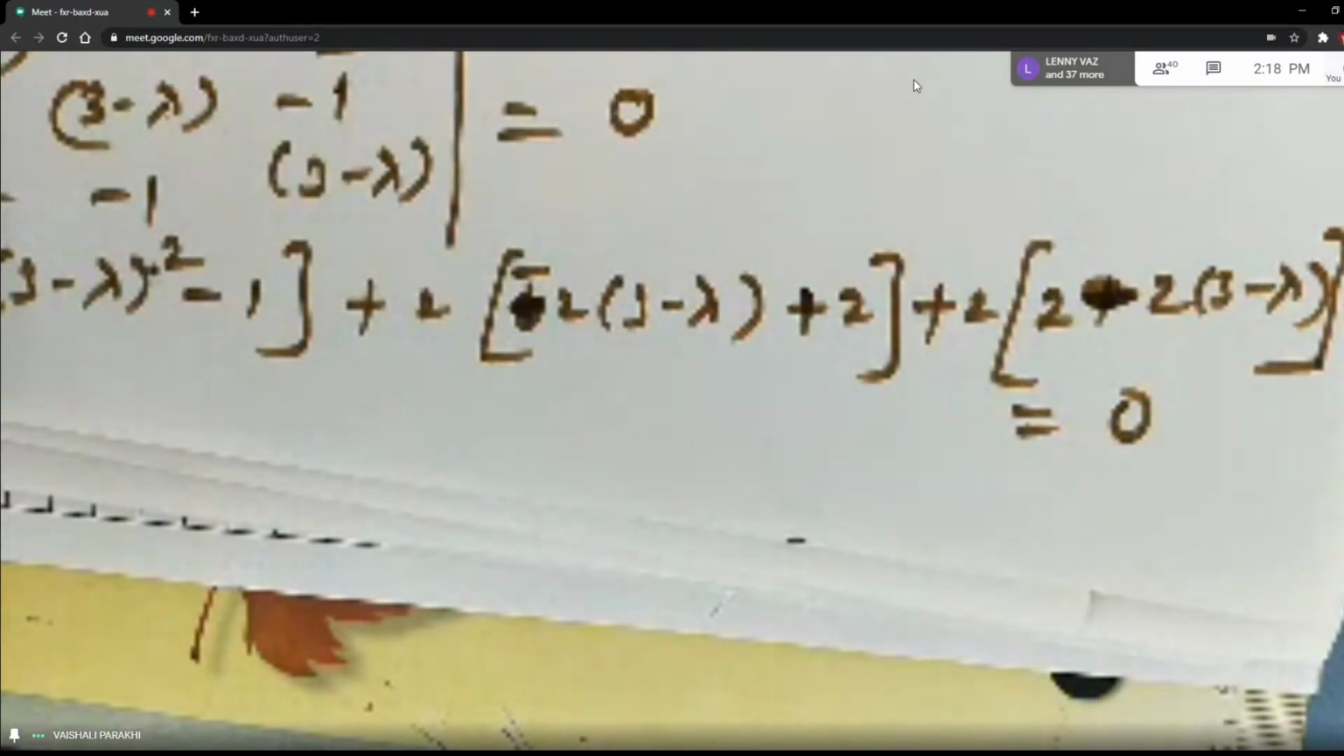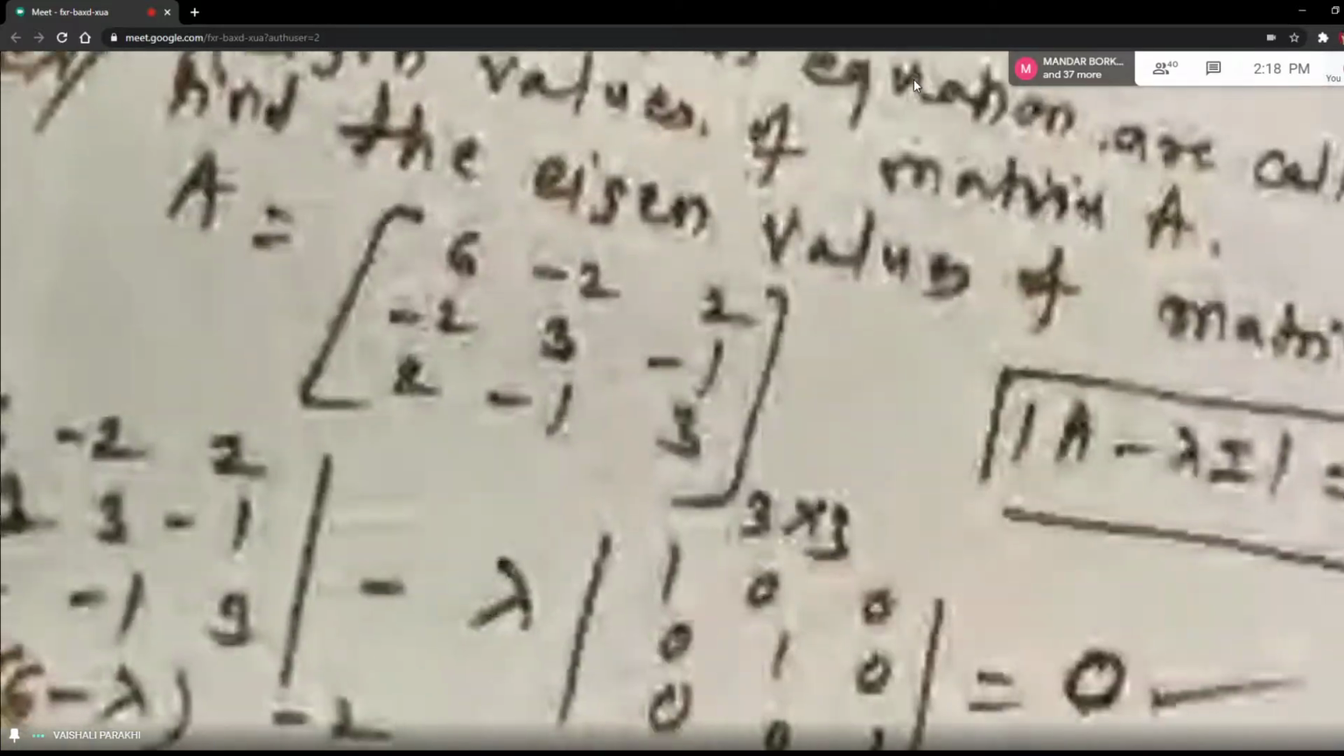Now let us simplify. Okay. So what will come? Because what you want is the values of lambda, we'll get the equation. Now can you tell me what type of equation you will get here, students? What will be the order of the equation? Right? You get a cubic equation because your original matrix is of order 3 by 3.